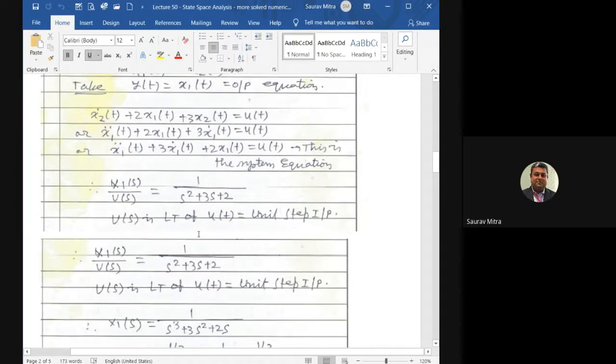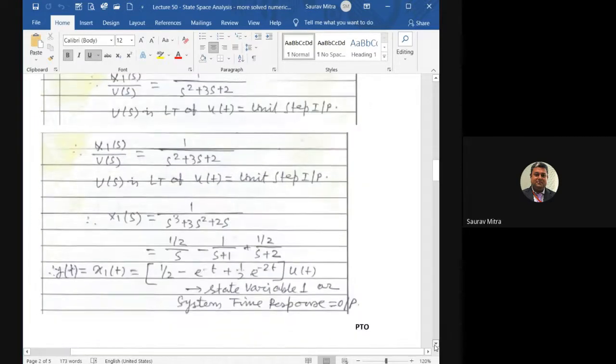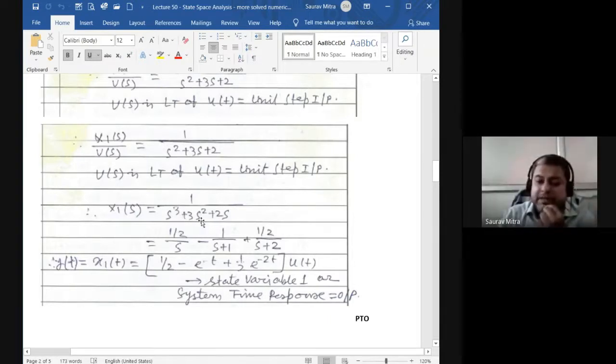So X1(s) by U(s) is equal to 1 by s square plus 3s plus 2. So s square plus 3s plus 2 is actually (s plus 1) into (s plus 2). And that you have to multiply with 1 by s. So why am I writing X1(s) here? Because in the numerical it is given here that x1(t) is equal to y(t). So this is written here, x1(t) is equal to y(t). That is equal to multiplying this thing, already it is multiplied. So X1(s) is equal to 1 by s into 1 by (s plus 1) into 1 by (s plus 2). So this s cube plus 3s square plus 2s, if you are factorizing, you are going to get 1 by s into (s plus 1) into (s plus 2).